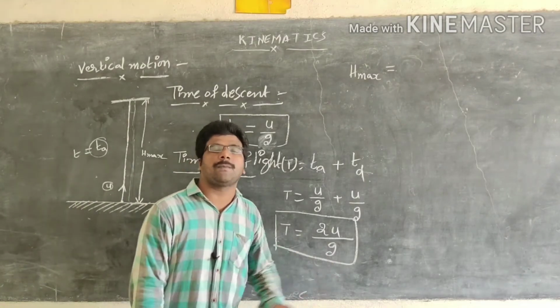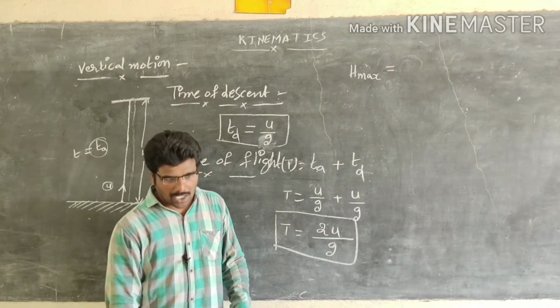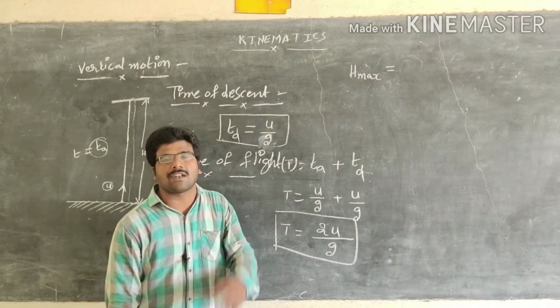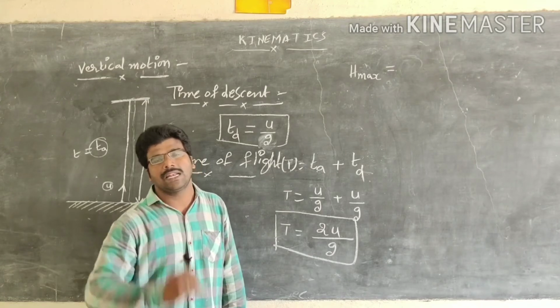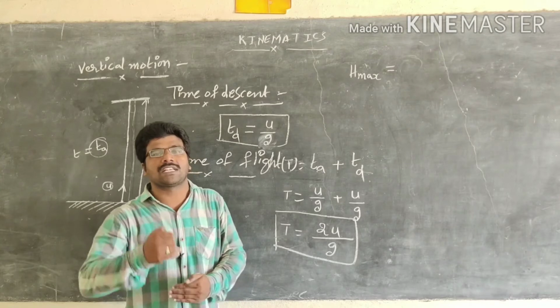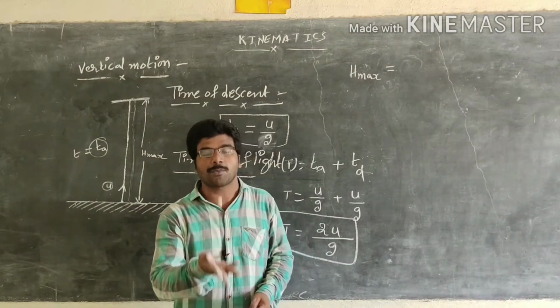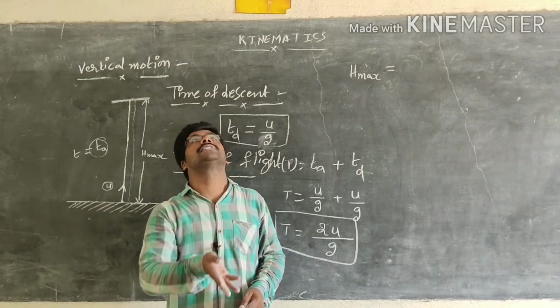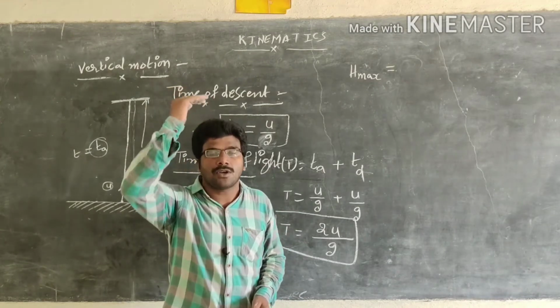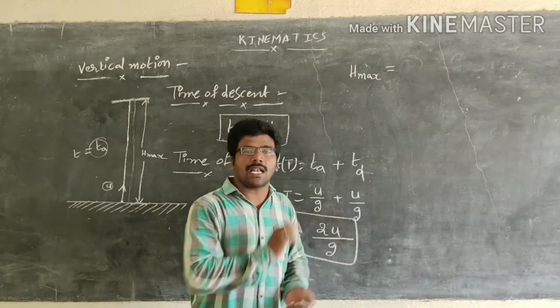Here, the maximum height depends upon the initial velocity. If you project with less initial velocity, the maximum height will be less. If you project with more initial velocity, the maximum height will be more. See, for example, if you project like this and your velocity is increased, the height also increases. That means it depends upon the initial velocity.